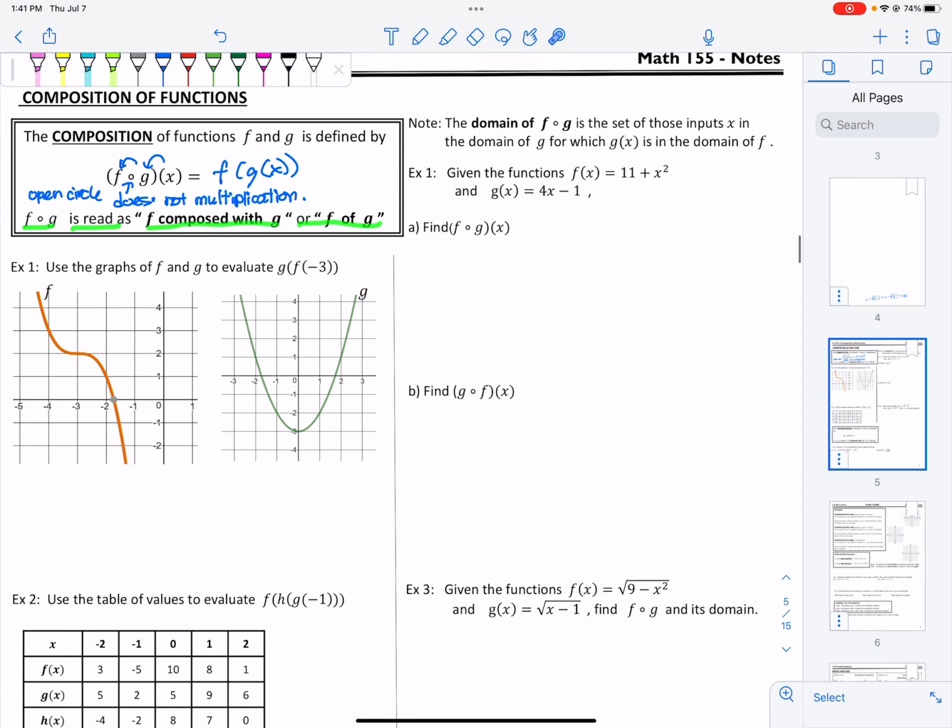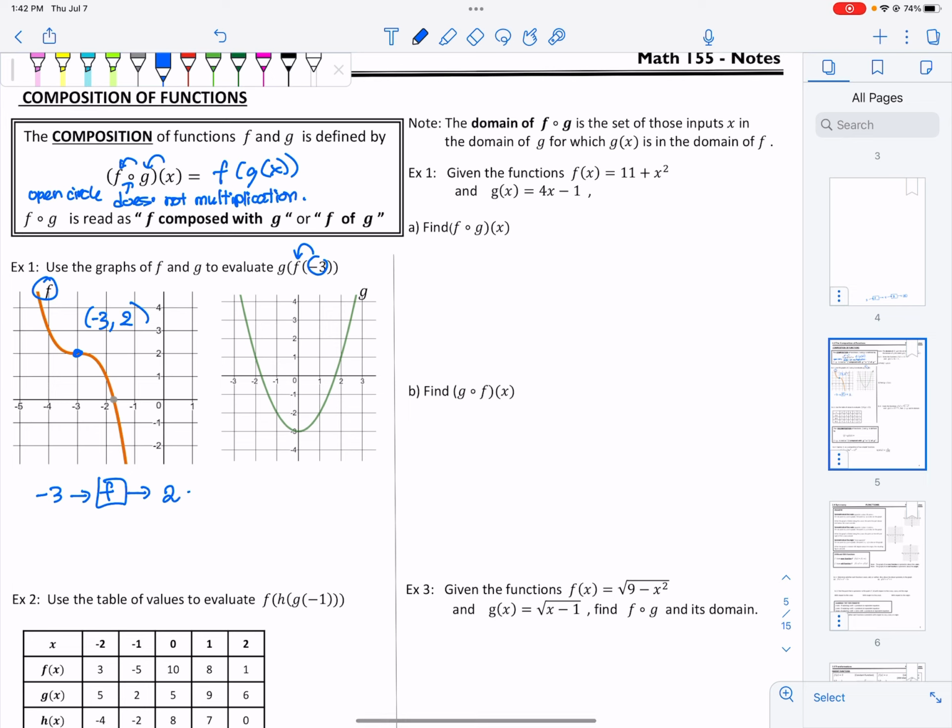Let's take a look at example 1 here. Use the graphs of f and g to evaluate g of f of -3. So this means you take the -3 as the x value and plug it into the f function. Let's do that, -3. Put that into the f function. Let's see what we get out. When x equals -3 on this graph, the output y is a 2.